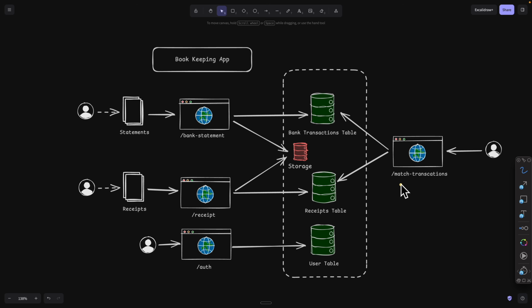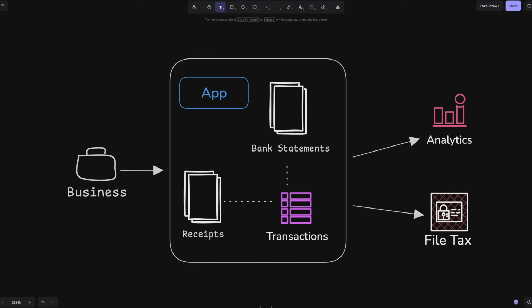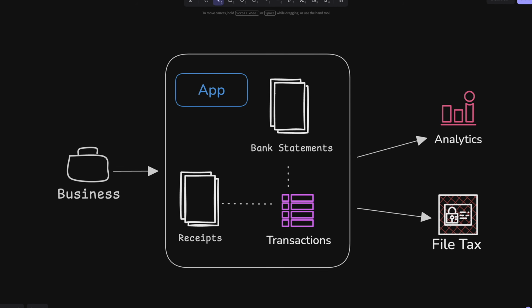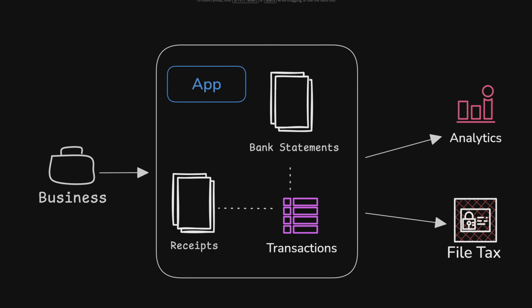And the most important feature of all is matching transactions, which basically means that we're going to match each transaction from our bank statement to each receipt that we have inside of our receipt table. This is really important because if you're a business owner trying to do your bookkeeping, you're trying to use AI or an OCR system like QuickBooks to match each transaction to your receipts.